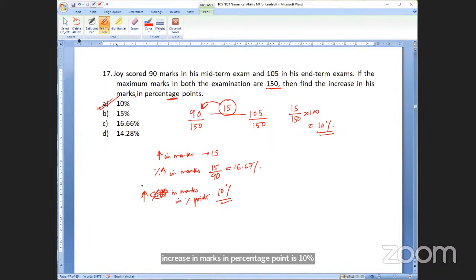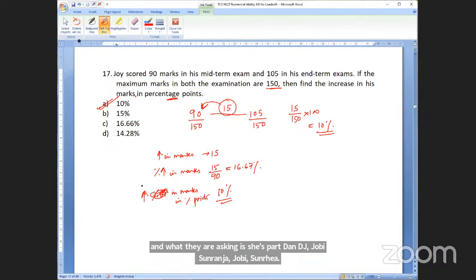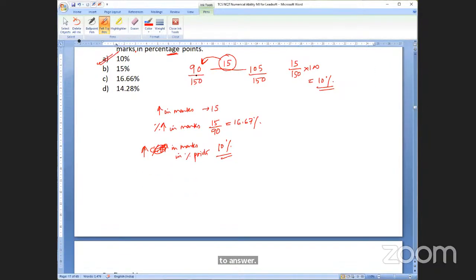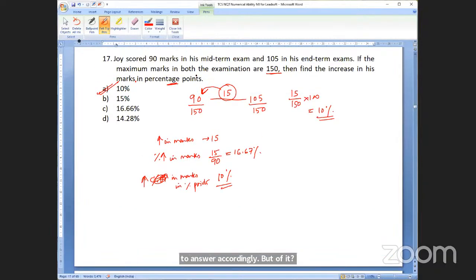It depends upon how the question has been put and what they are asking. Pay attention to this. Whoever is listening, whenever you are listening, there are different ways. It can be 15, it can be 16.67, it can be 10%. Depends upon how the question is being put and we need to answer accordingly. Okay? Let's check the next one.